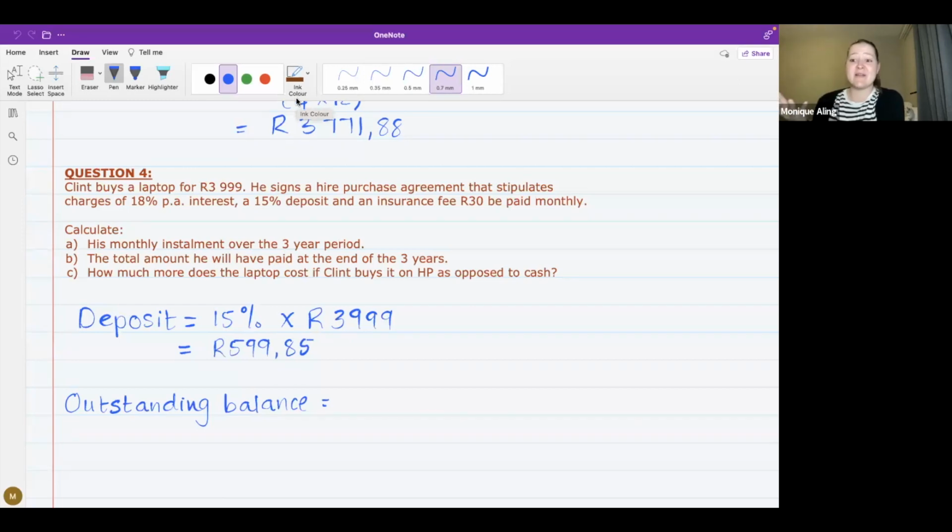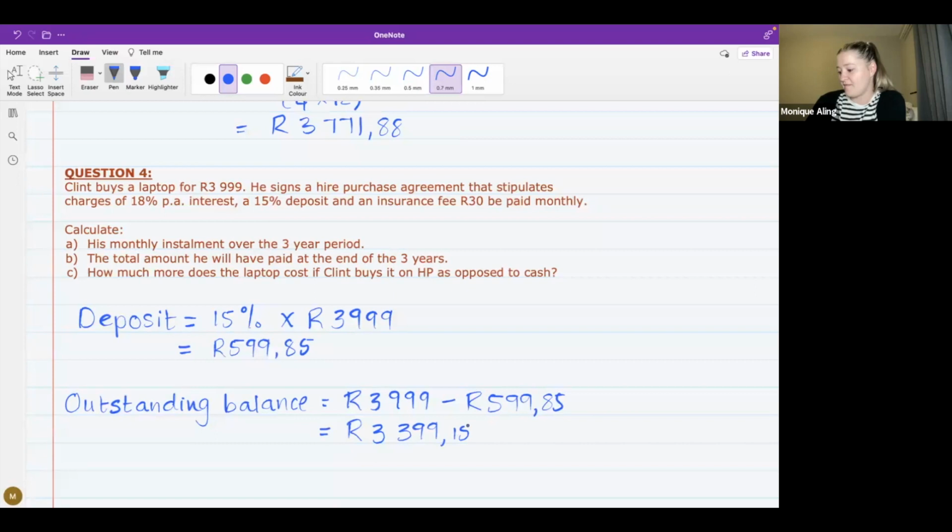Okay, so the outstanding balance, the balance that still needs to be paid, is 3,999 minus what has been paid. So now this is out the picture. This 599 Rand and 85 cents is now out the picture because it's been paid. So all that's left is 3,399.15.